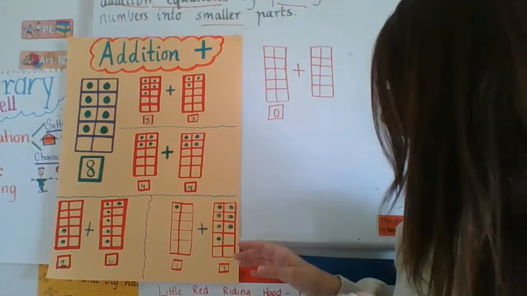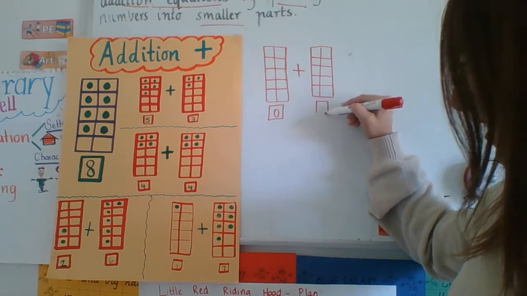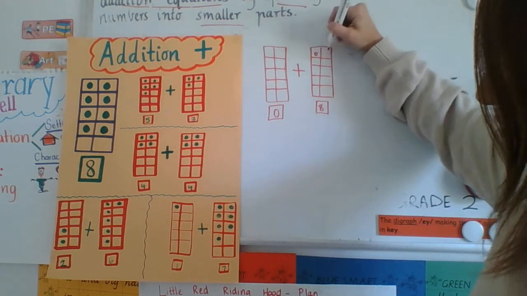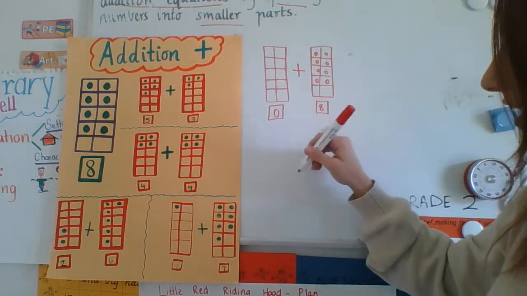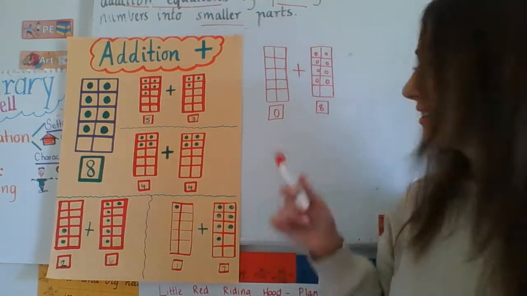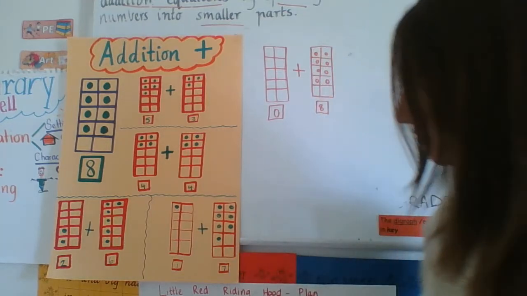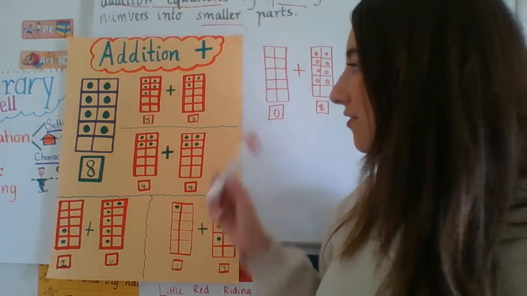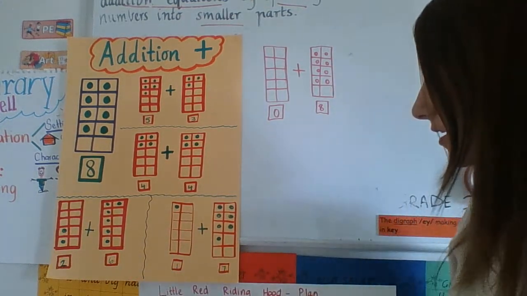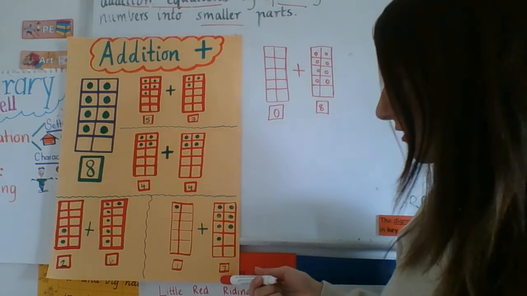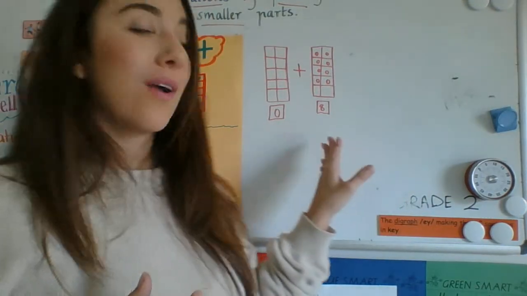Okay, so now I know that to make the number 8 in this tens frame, I'm going to draw 8 dots. So 0 and 8 make 8, or 8 and 0 makes 8. Okay, so we've made 8 with 5 and 3, with 4 and 4, with 2 and 6, with 1 and 7. Okay, now, with 0 and 8.